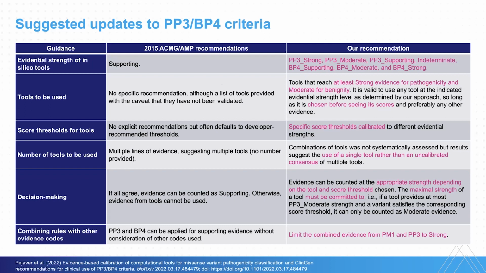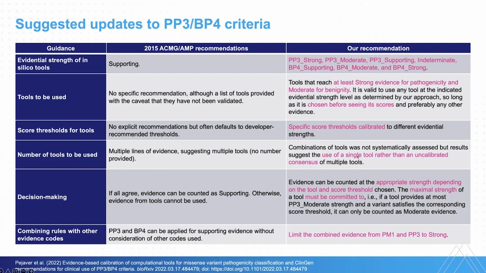We also argue for a choice of a tool to be made before its scores are seen, in the context of a variant classification. So you pick one tool, sort of stick with it. And ideally, it should be something that has at least strong evidence for pathogenicity and moderate for benignity. We didn't test the use of multiple tools. That's just one of the key points of the PP3 PP4 criteria.